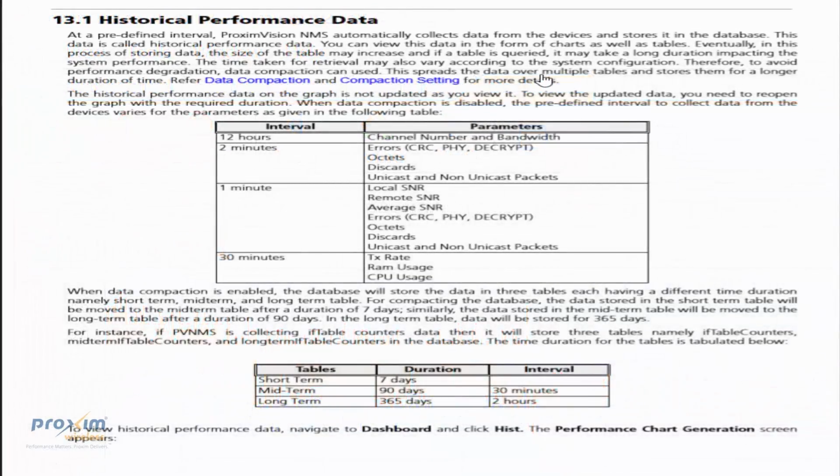What we're looking at here is the historical performance data. This information is located in the PVNMS manual, Section 13.1, Historic Performance Data. The way that the system works is it maintains certain items for a certain amount of time and also records them at a specific amount of time. I definitely recommend reviewing this particular portion.